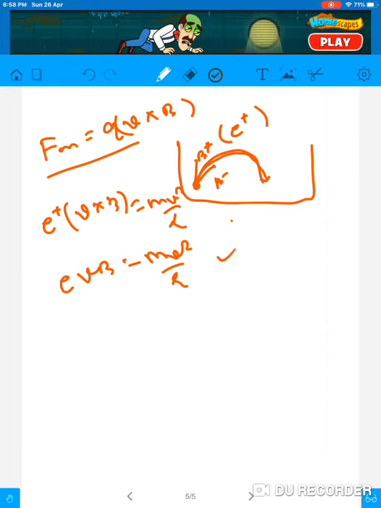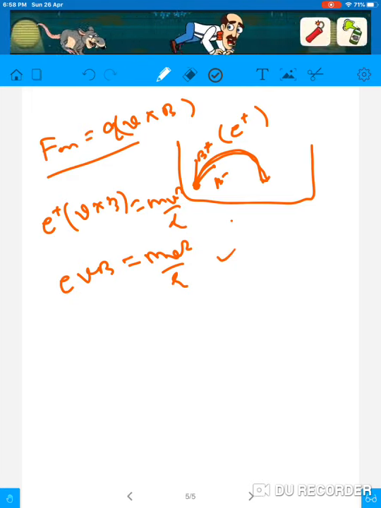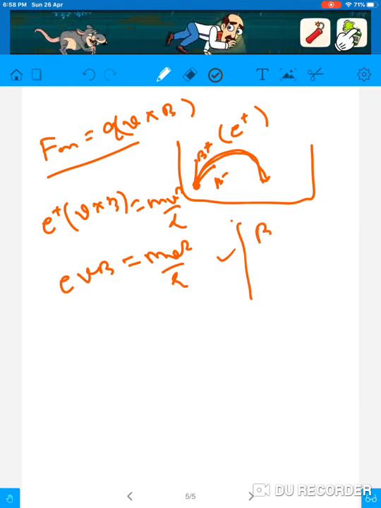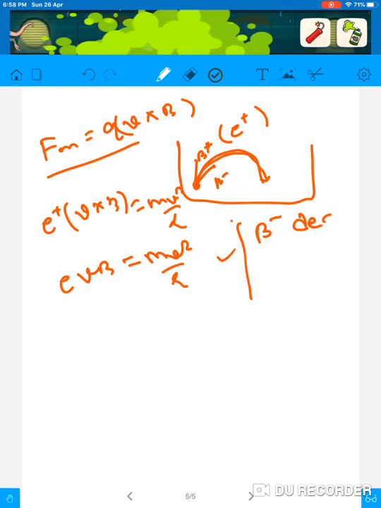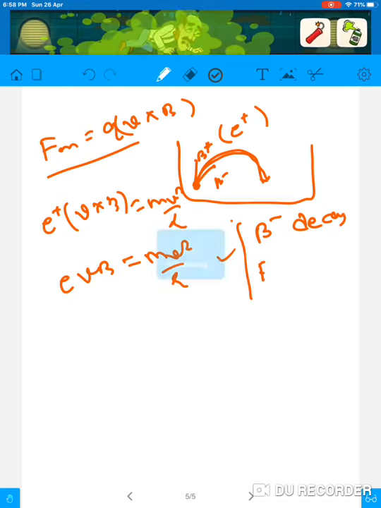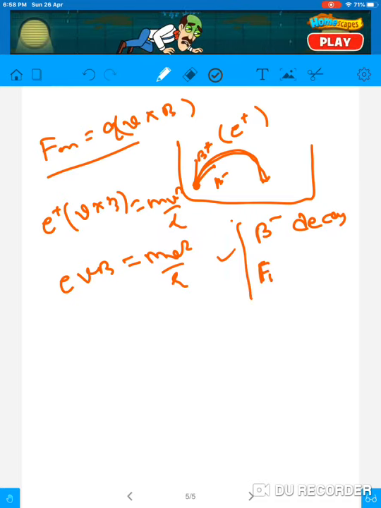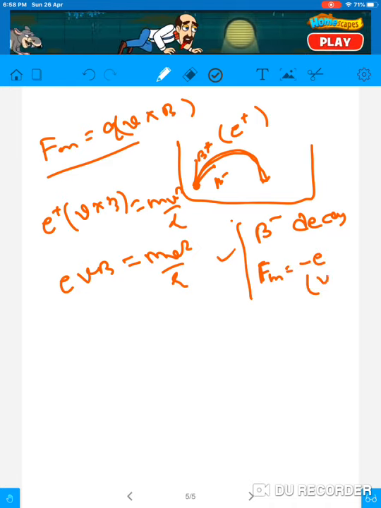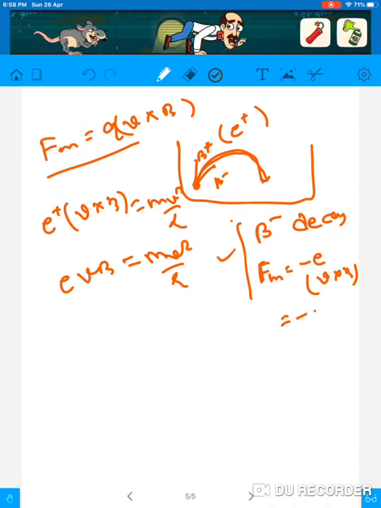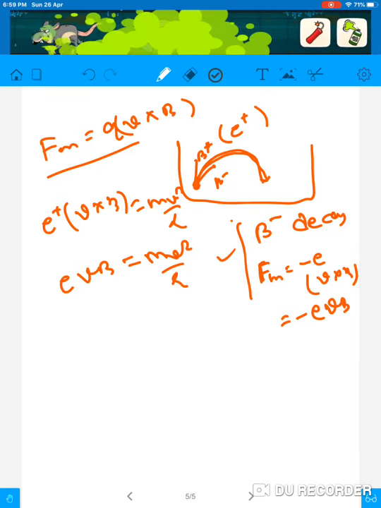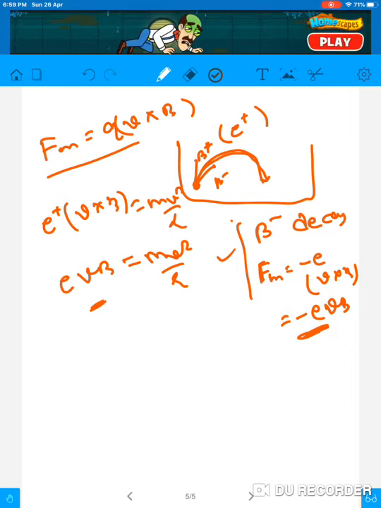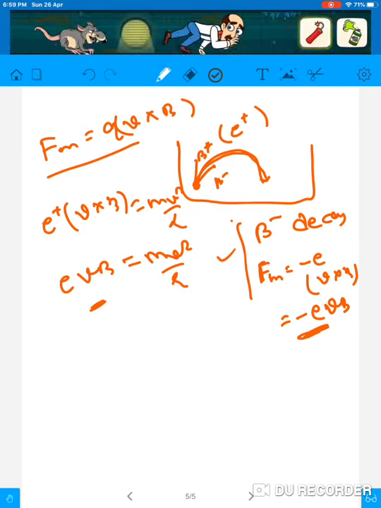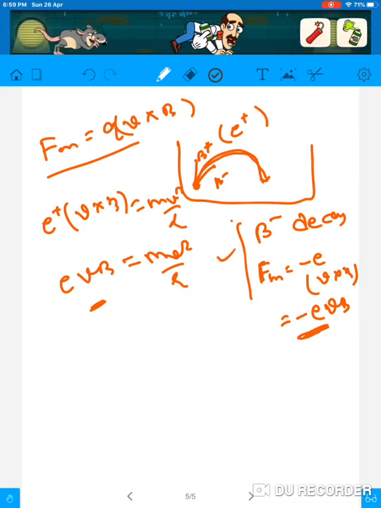Now obviously, that is for a positive charge. If we have an electron, a beta negative decay, then the magnetic force will be in the opposite direction to this. The magnetic force will be minus e into v cross B, or minus evB. The direction of the particle is completely opposite to the direction of this particle, so you can identify what kind of beta decay we are having, a beta positive decay or a beta negative decay.